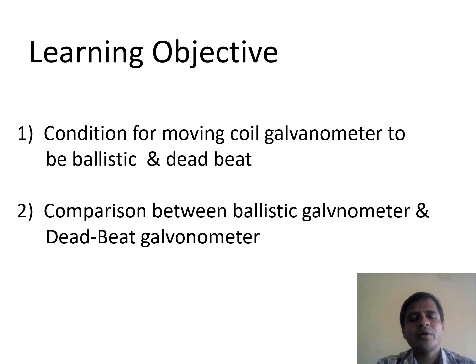The main learning objectives of this 44th session are: first, to find out the condition for a moving coil galvanometer to be ballistic and deadbeat. And second, to compare the ballistic galvanometer and the deadbeat galvanometer.